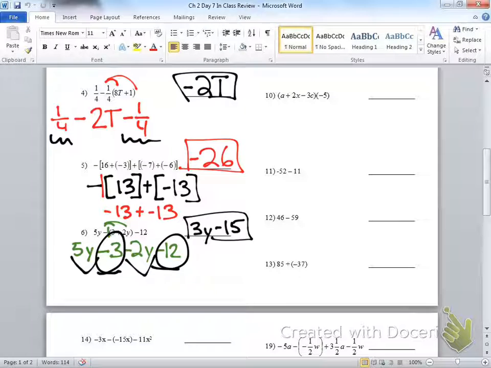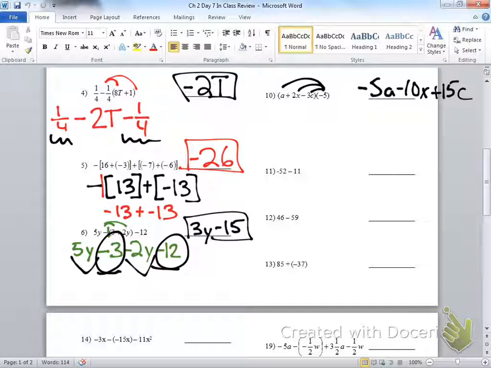All right, jump up to number 10. It's like it's distributing from the back. So what do you get? Anyone? Sure? Negative 5a minus 10x plus 15c. Anyone agree? Sounds good.